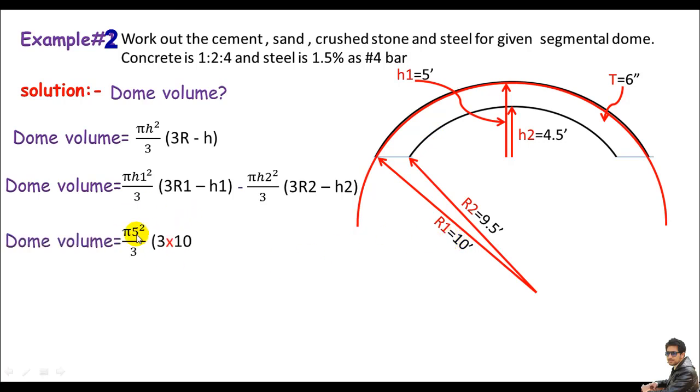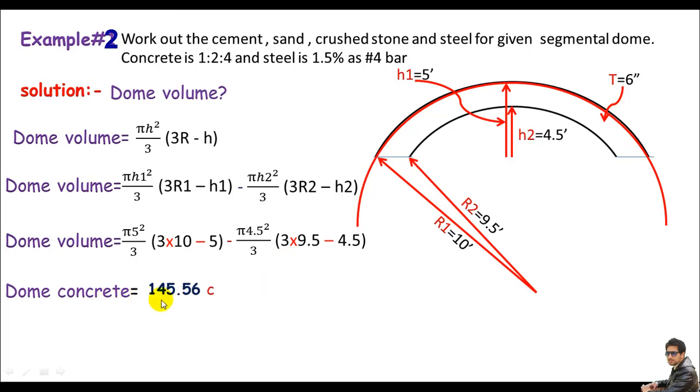We have pi times 5 feet as the external height, and R1 is just 10 feet. H1 is of course 5 feet. Negative, the formula for the interior dome is just in this form. Over here, H2 is just 4.5, R2 is just 9.5, and again H2 is just 4.5. If you do a little mathematics with this, of course you can get the dome concrete equals 145.56 CFT. And this was really, I think, quite easy, right?